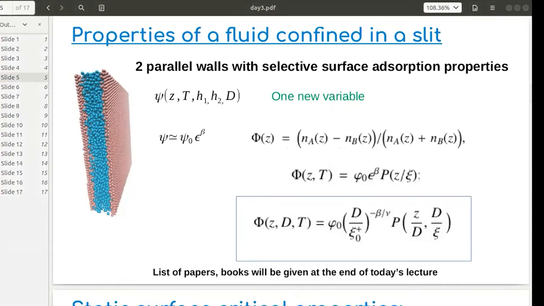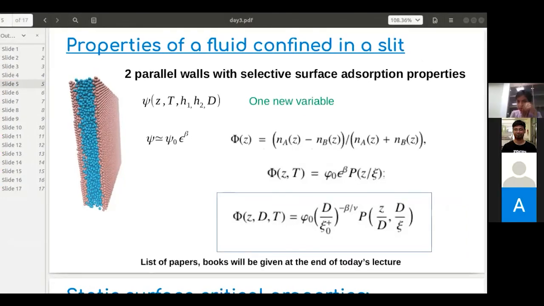Okay, let me just see if there are any other questions. All right, since there are not, let's now get back to the slides. So this is going to be the new definition of the order parameter.